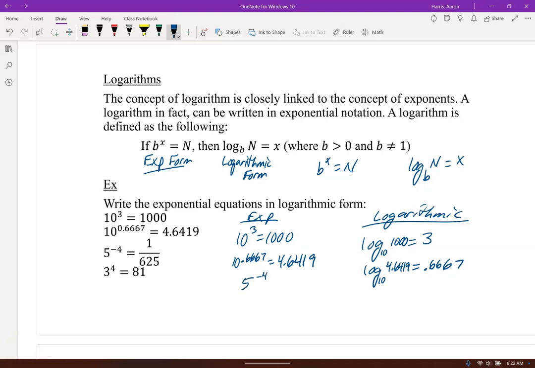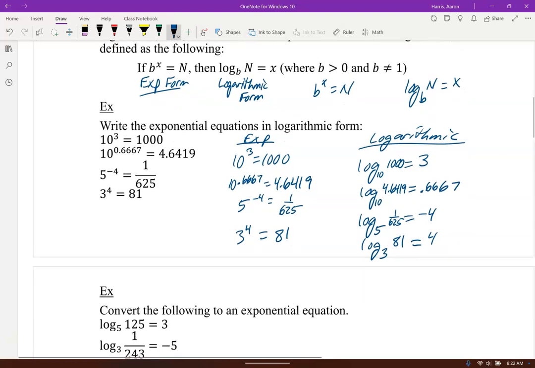5 to the negative 4 is 1 over 625. Let's do the log form over here. So log base 5 of 1 over 625 equals negative 4. Last one: 3 to the 4th equals 81. So log base 3 of 81 equals 4. And that's the logarithmic form of each of those numbers.